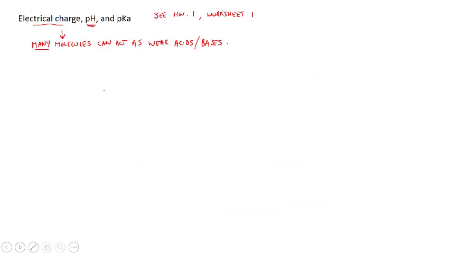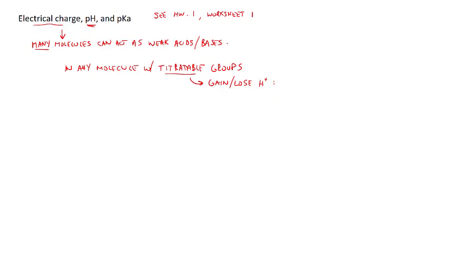So this illustrates an important general point for us. In any molecule with titratable groups, and by titratable groups I mean that they can gain or lose a proton, as pH goes up, the net electrical charge on the molecule becomes more negative or less positive.